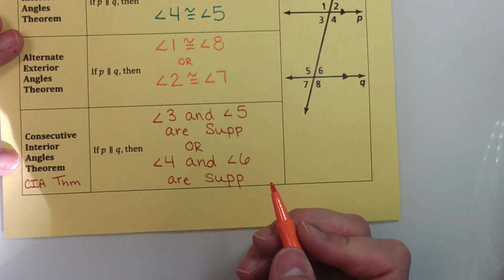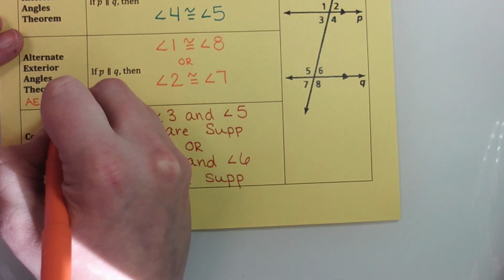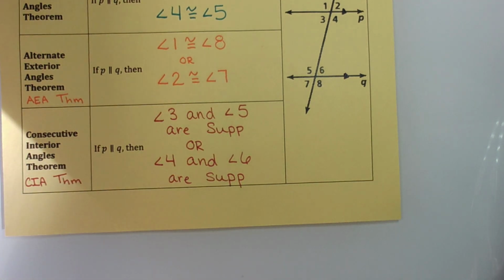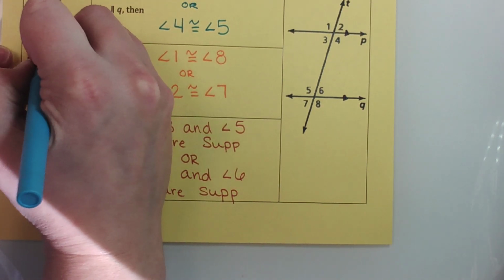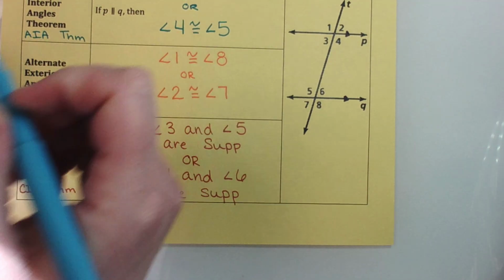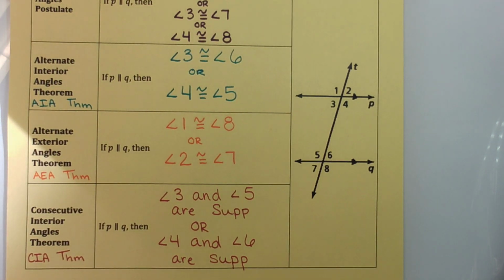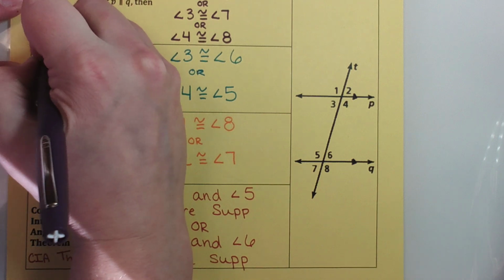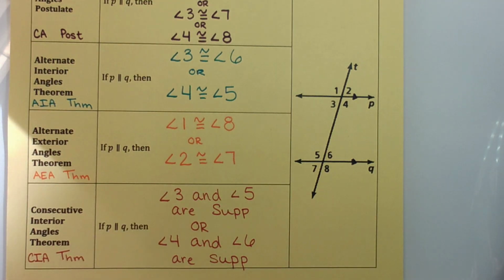Alternate exterior angle theorem: AEA, THM for the theorem. Alternate interior angle theorem: AIA, THM for theorem. And corresponding angles postulate: CA and post. This is what we've talked about so far this unit, these angle pairs.